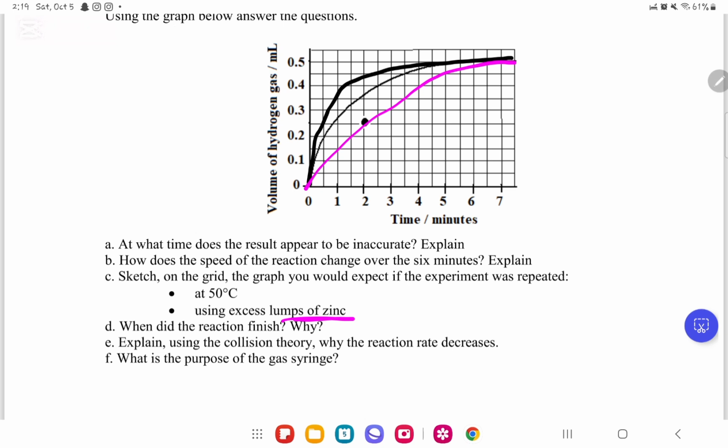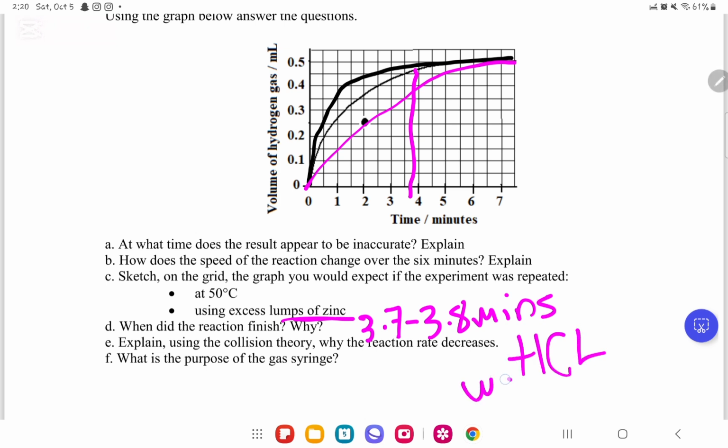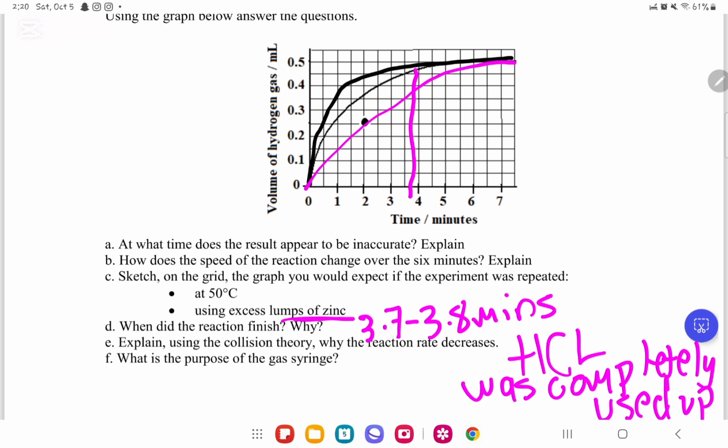Now, when did the reaction finish? The reaction finished at here approximately, so we will say, no, not there, more of here. So this is around 3.7, 3.8. So the reaction finished between 3.7 to 3.8 minutes. Why? Because the HCl is our limiting, it was completely used up.